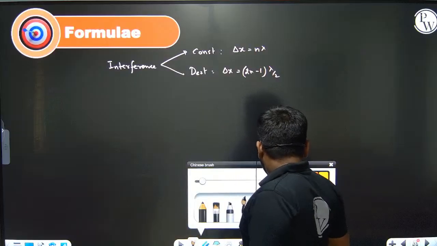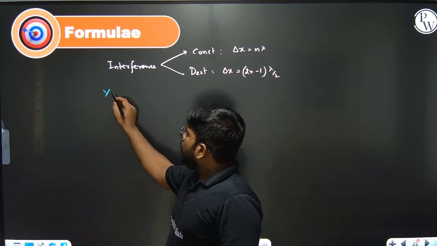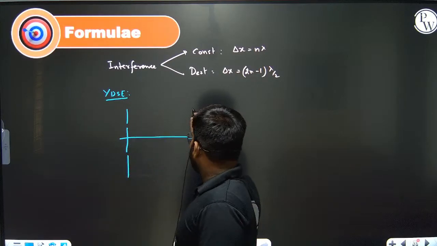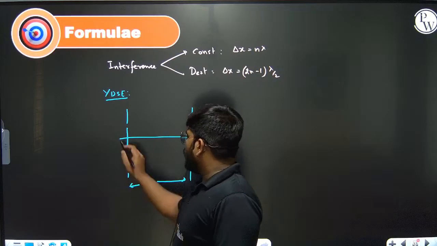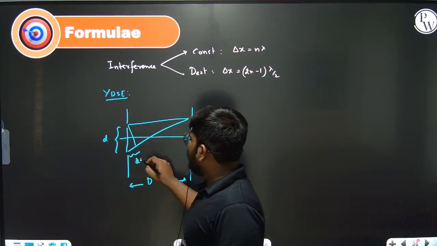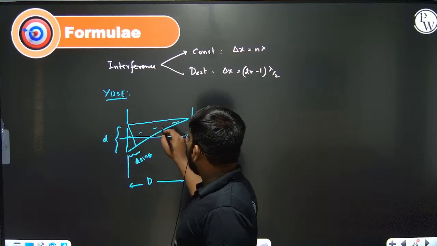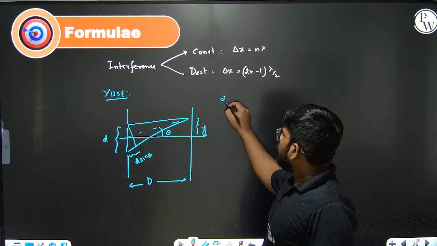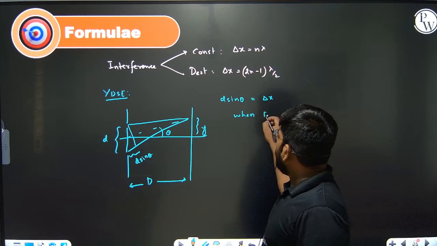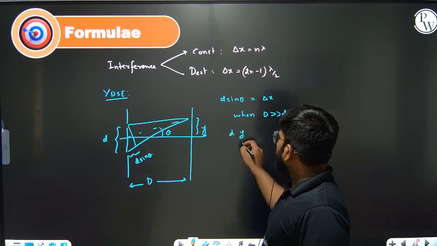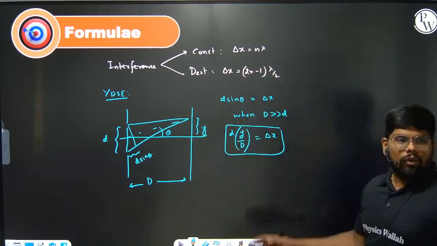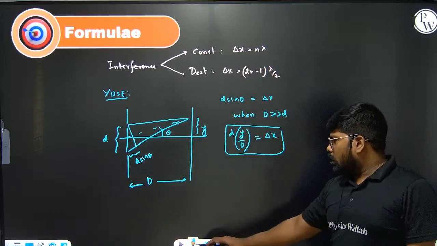Then there are other cases, especially in YDSE, when the screen is very far, when the distance is very large compared to the distance between the slits. So the light is going, and there is a path difference of d sin theta. If this is theta, if this is y, we write d sin theta is equal to delta x, and since D is very large, sin theta can be replaced with this. For delta x, if you want constructive, take n lambda. If you want destructive, take (2n minus 1) into lambda by 2, and you can see the results.